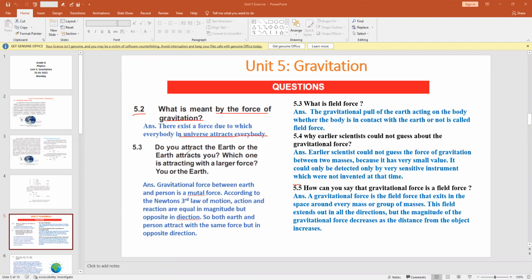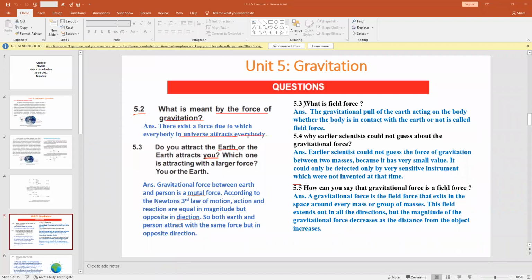Then the second question is, do you attract the earth or does the earth attract you? Which one is attracting with a larger force, you or the earth? In this case, the earth and you are the two objects. So according to the law of gravitation, both are attracting each other with the same force, but in opposite direction. Also Newton's third law of motion is valid over here. So the gravitational force between earth and person is a mutual force. According to Newton's third law of motion, action and reaction are equal in magnitude but opposite in direction. So both the earth and the person attract with the same force but in opposite direction. This is the answer of question 5.3.